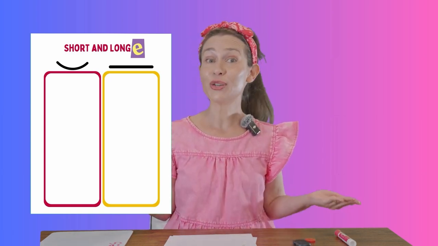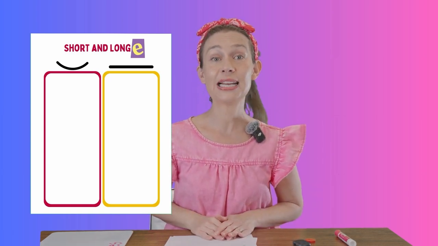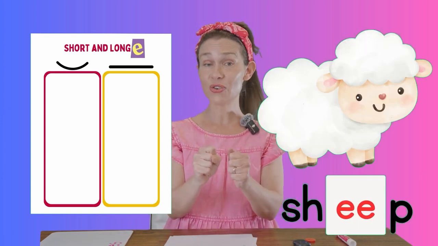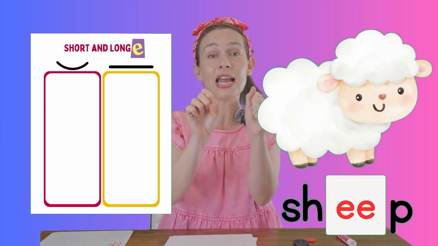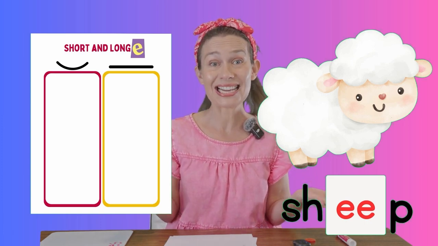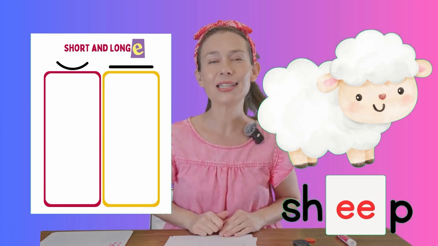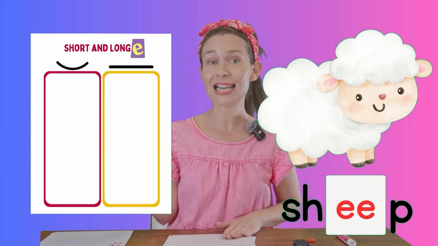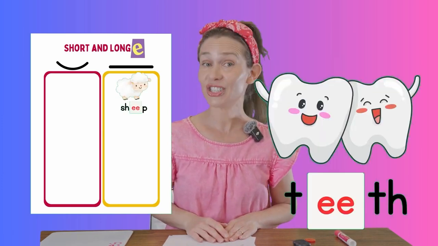Let's listen to our first word. Our first word is sheep. Sheep. Let's stretch it to hear that tricky middle sound. Sheep. Ooh, did you hear E in the middle? And that's the long E. So sheep needs to go on the long E side. All right, let's try another one.